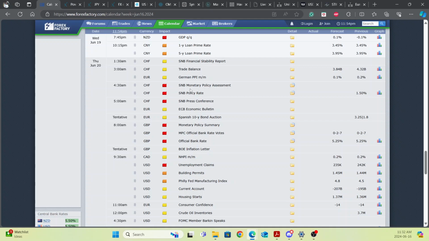So the market is, as I said, currently pricing in a 69% possibility for a cut. So how many cuts are there for this year? Let me just have a quick look. Right now, only one cut is priced in for this year.